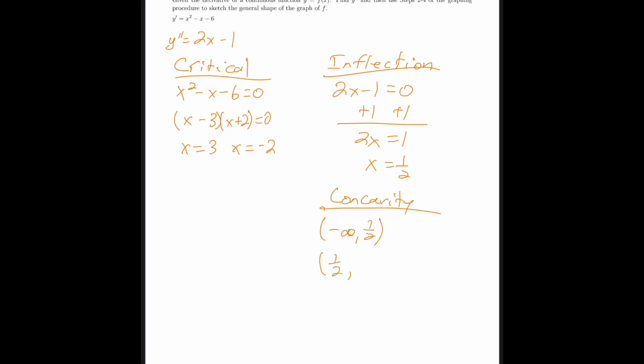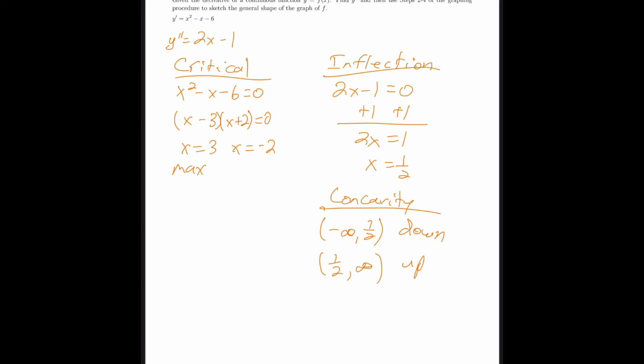And so our concavity regions are negative infinity to 1/2, and 1/2 to infinity. So we can plug a number in this first region into the second derivative, like 0. If we plug 0 in, we get 2 times 0 is 0, minus 1 is negative 1. So that's negative, so that's concave down. And then we can plug a number in this second region in, like 1. If we plug in 1, 2 times 1 is 2, minus 1 is 1. That's positive, so that's concave up.